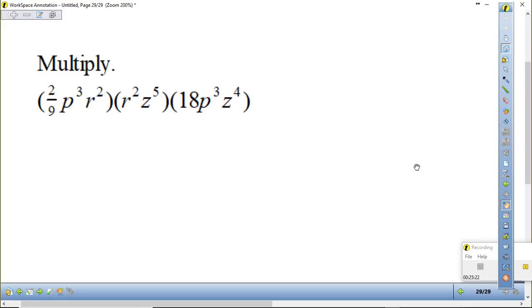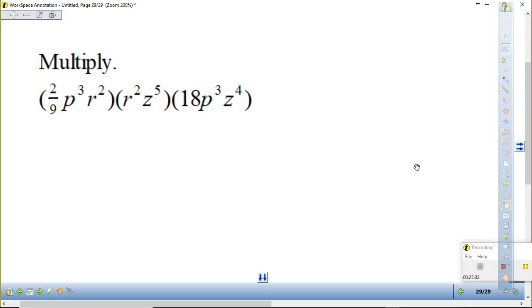Parentheses, 2/9, p cubed, r squared. Open parentheses, r squared, z to the 5th. Close parentheses, open parentheses, 18p cubed, z to the 4th. Close parentheses. Do that one by yourself. See what you get. Ready? Go.